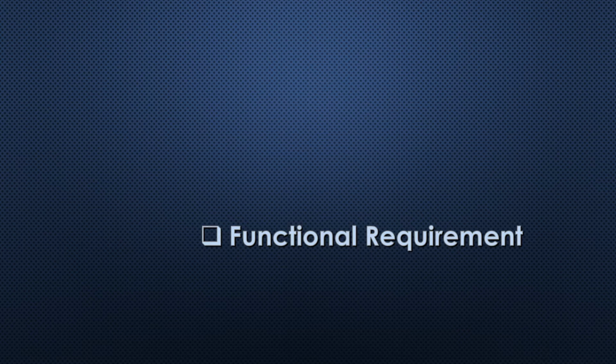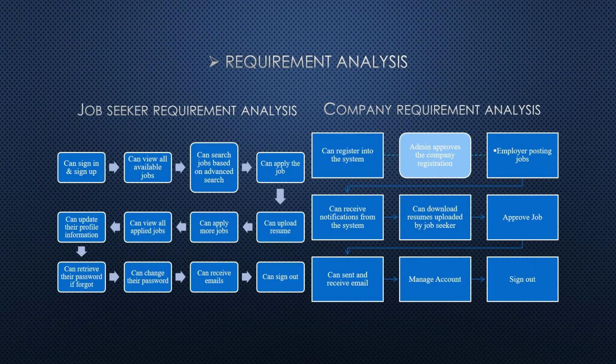In functional requirement, there is requirement analysis. And in requirement analysis, there are three tables, which is for job seeker, company, and the next slide is for admin. So for job seeker, they can sign in and sign up into the system. Secondly, they can view all available jobs. Thirdly, they can search job based on advanced search. They can apply the job.